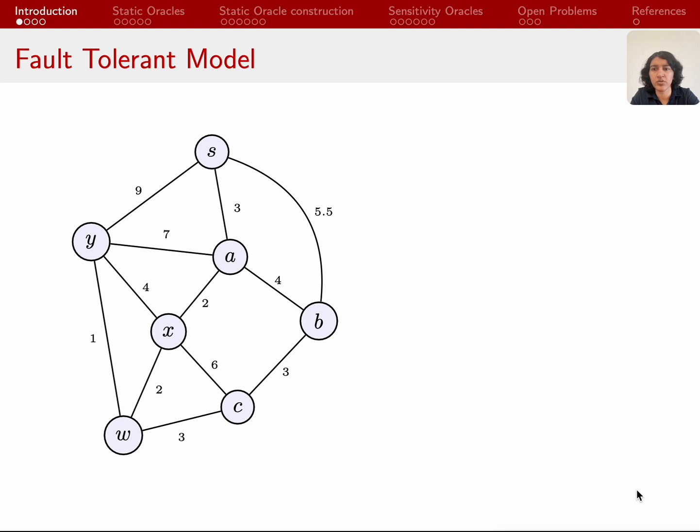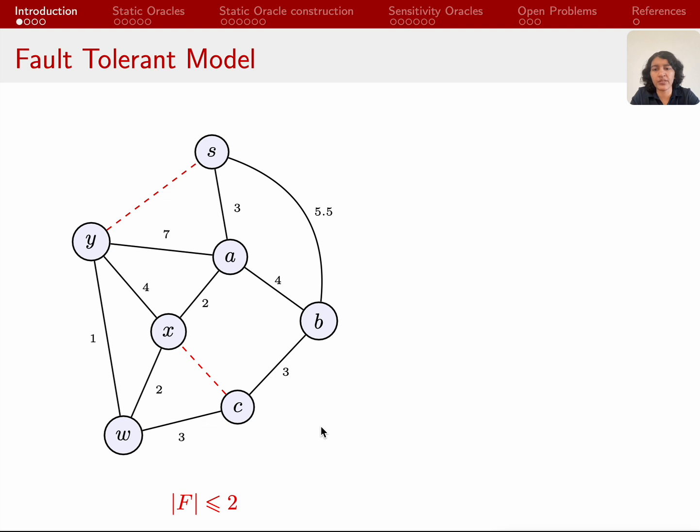Okay, so first we'll see what is a fault tolerant model. In a fault tolerant model, we are given a graph G with vertices and edges. The edges can have weights associated with them, and this network is prone to failures. So at any instant of time, there can be some edges failing in the network. Also, there is a bound on the maximum number of edges that can fail at any instance. For example, in this graph, at most 2 edges can fail.